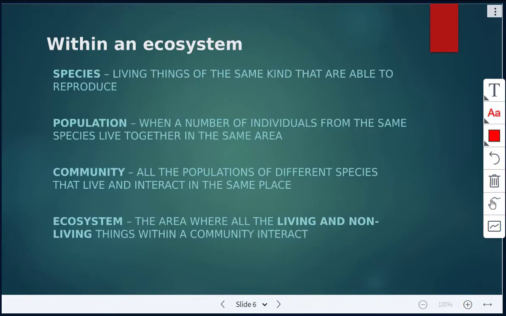So within an ecosystem, there are levels, and we're going to talk about those levels now. We would start with a single organism, and a single organism would belong to a species. A species is defined as living things of the same kind, and they have to be able to reproduce. And those offspring that are reproduced have to be fertile offspring, meaning they can further reproduce. And that is how we define species.